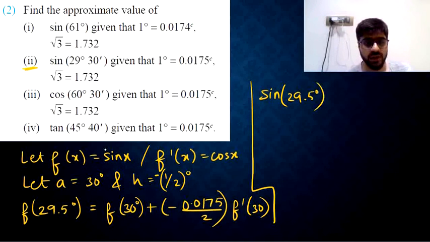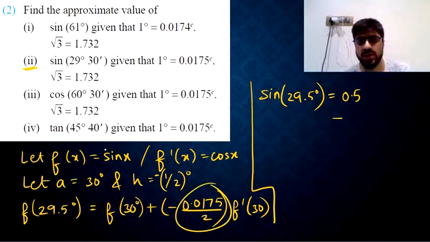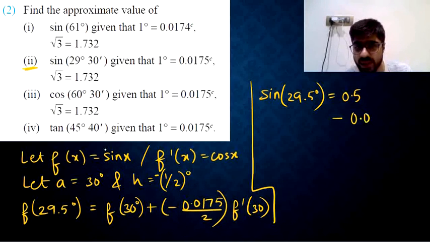So if we try to calculate that, we have f of 29.5 degrees, that is sine of 29.5 degrees. Okay, I should have shown that here. F of 29.5 is sine 29.5 degrees. That should be equal to sine 30, and sine 30 will be half, which is 0.5. From that we are subtracting 0.0175 divided by 2, that is 0.00875 into f dash 30. So f dash 30, that will be cos 30, which is root 3 by 2. So root 3 is 1.732 by 2, that will be into 0.866.